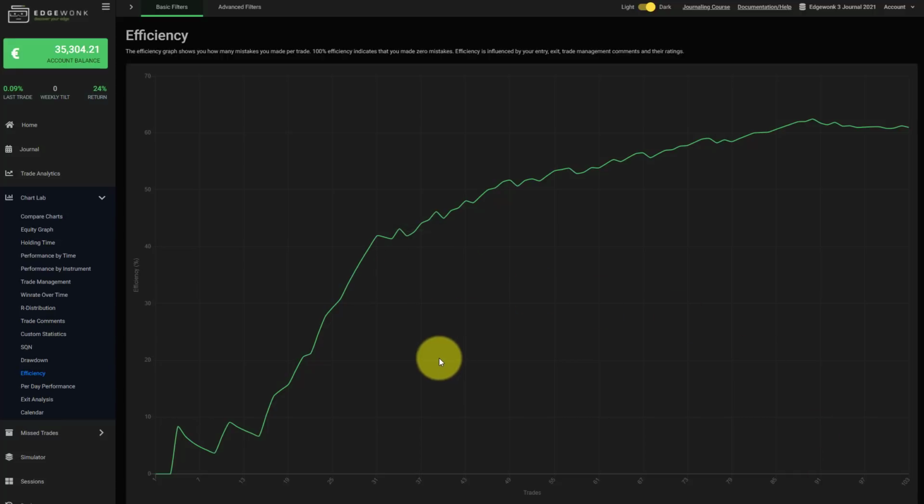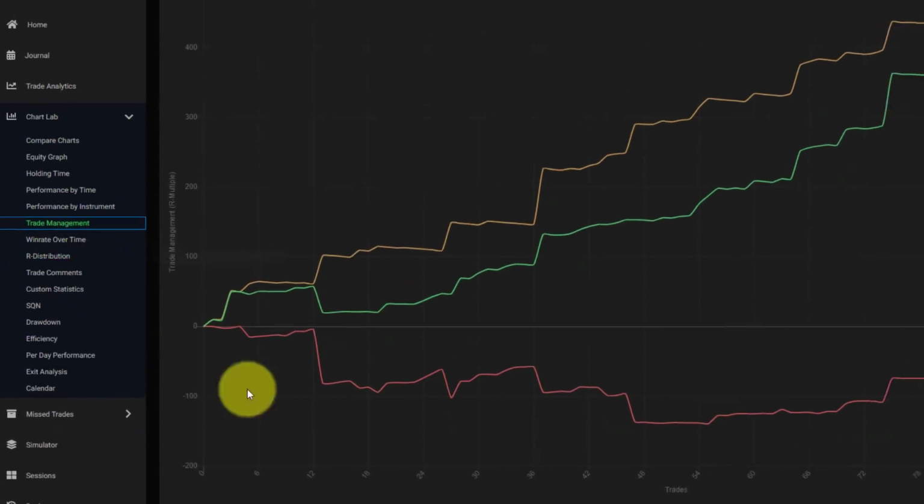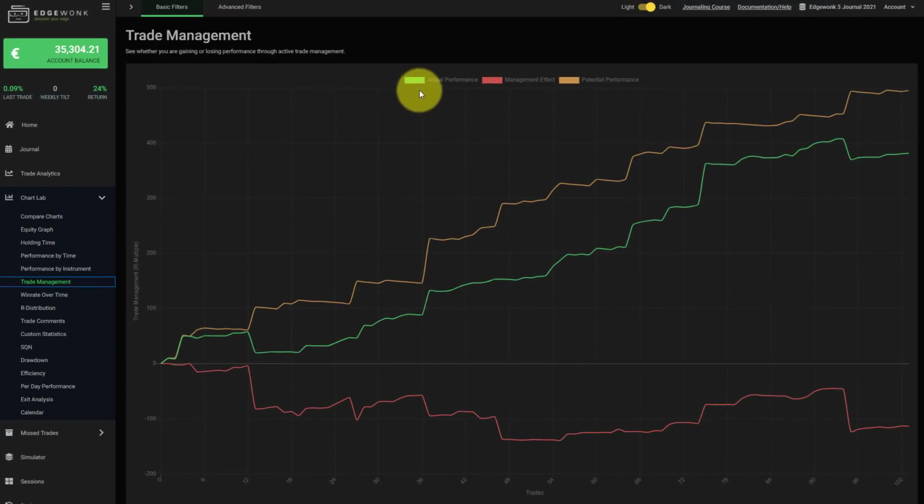The second biggest problem that traders face is that they often mismanage their trades. Mismanaging means that you are cutting your winning trades too soon, which means that you are leaving a lot of money on the table, or you are letting your losses run too long. In Edgewonk, you can very nicely analyze that and see if this is a problem. So we go in the Chart Lab to the trade management, and here you have 3 different lines. We are going to focus on the green and on the orange one first.